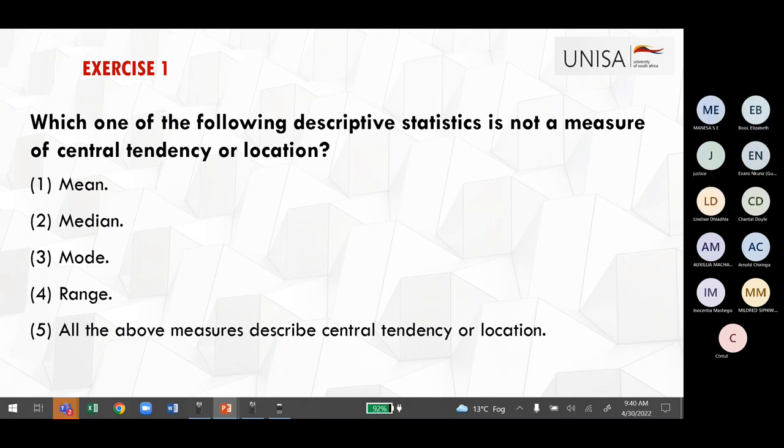I think it's the range. It is the range, because that's what we were discussing today. The others we discussed the last time we met. And the other one says all of the above measures describe central tendency. No, only the range is not a measure of central tendency.